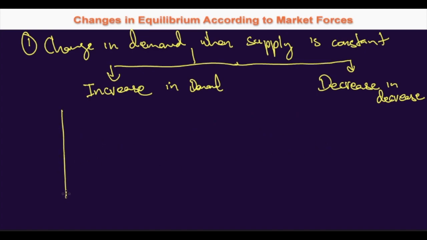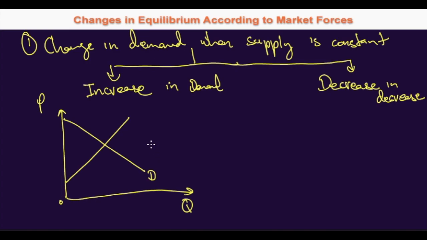So let's draw the supply and demand curves. This would be price, quantity, 0, supply curve, the demand curve D1. So when there is an increase in demand, the demand curve is going to shift to the right. So your new demand curve would be something like this, D2. This is equilibrium 1, E1, and you can see the price P1 and quantity Q1.